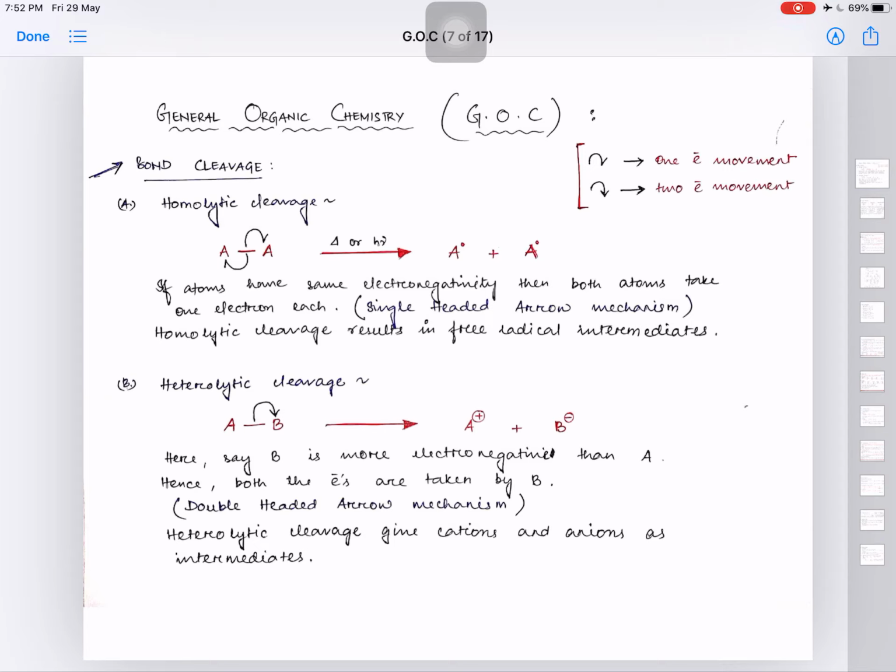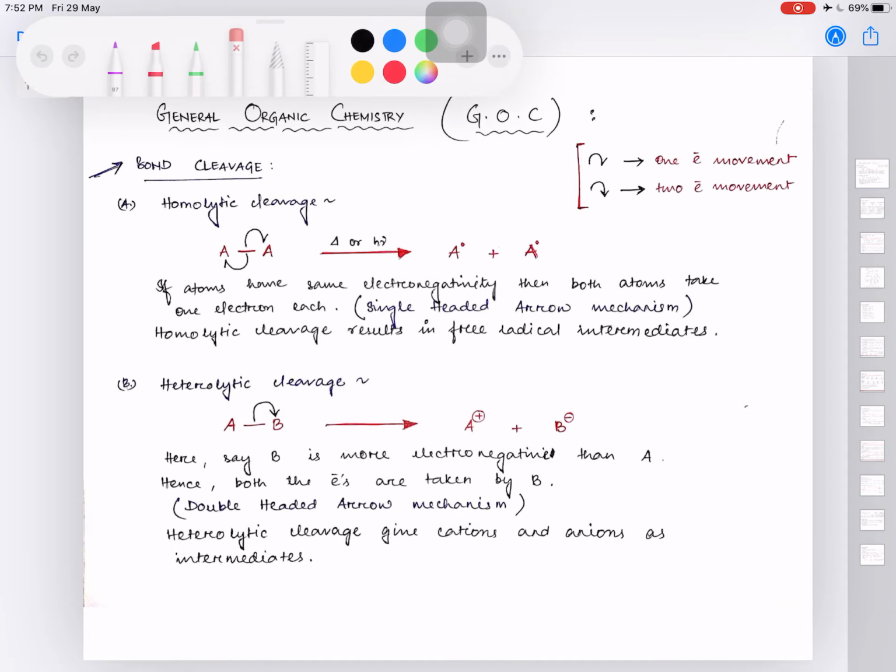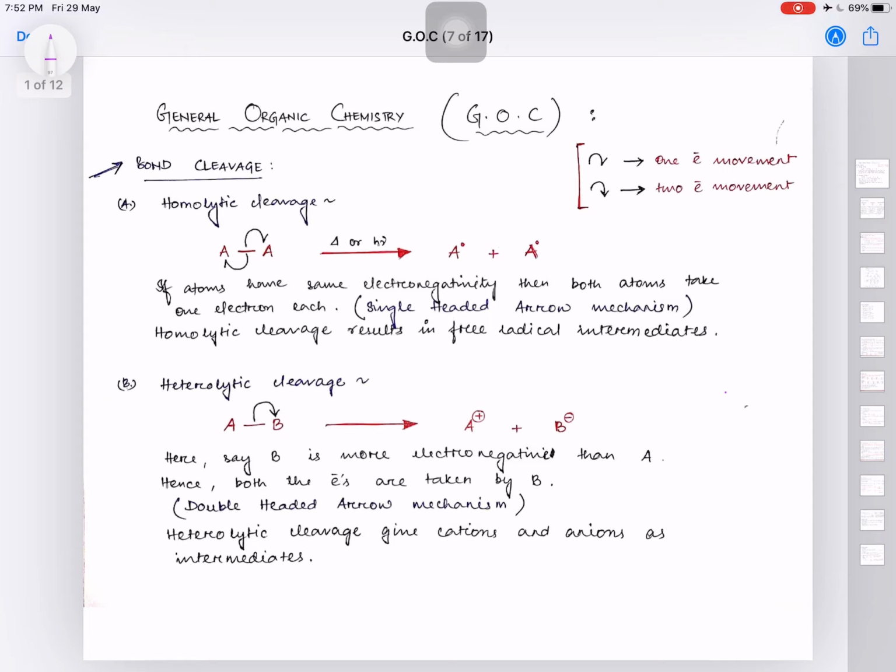Now see, when new organic compounds are formed, it means that a few bonds are broken and a few bonds are formed. From the reactant to the formation of product, a few bonds are broken and a few bonds are formed. This breaking of bonds can be done in two ways. The first one is homolysis and the second one is heterolysis.